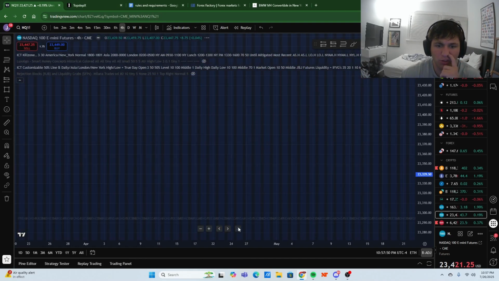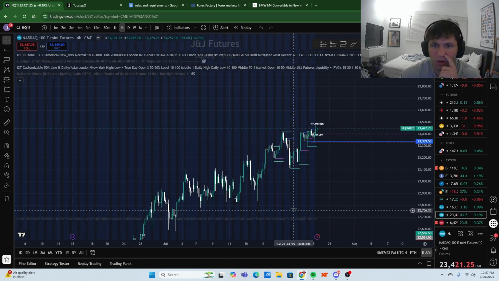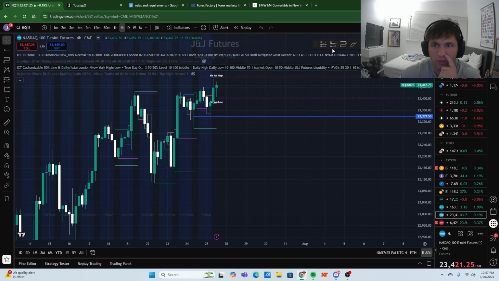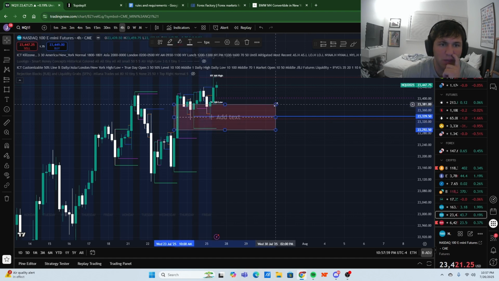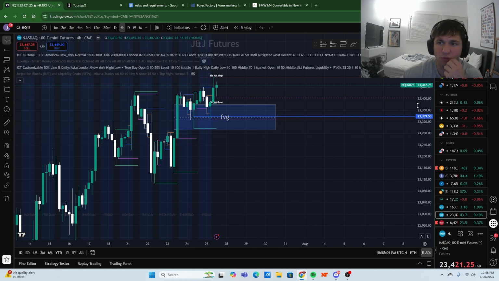Then you could look, all right, do we have a fair value gap somewhere? It's okay if we don't, but we would prefer to. Yes, we do. So we have our higher time frame clearly pinned out. We're bouncing off of this 4 hour. There might even have been a daily, but we'll just use this 4 hour.